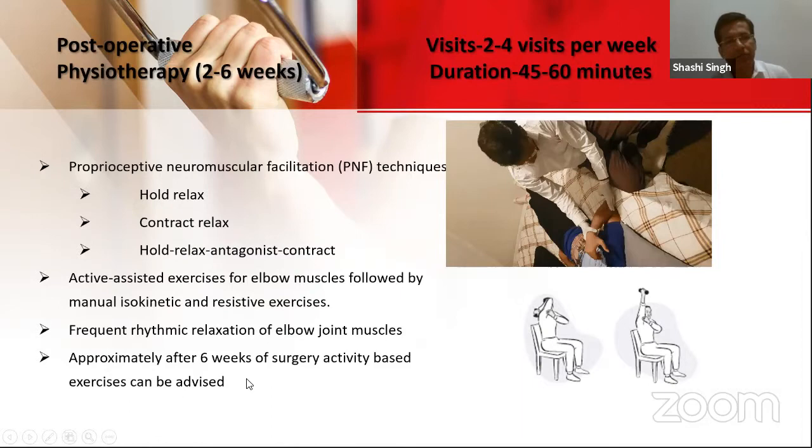On average around 5 to 6 weeks, we can advise them on activity-based exercises like swinging a racket, dribbling a soft ball at home, throwing and catching the ball with a partner or friends. So it gives the patient the functional movements of the elbow. Here is the exercise of the triceps with dumbbells. That also I advised him to do at home.